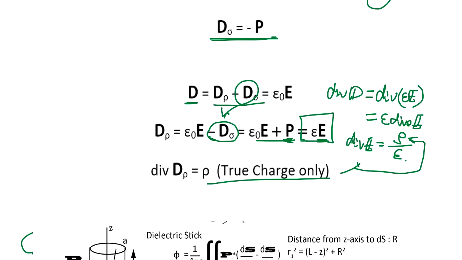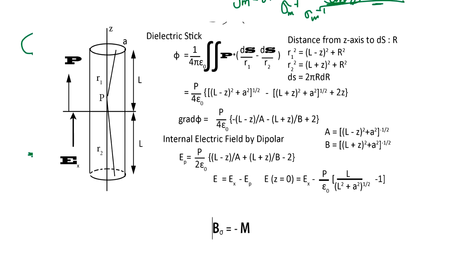And for magnetic field, divergence B is zero because there's no true charge. That doesn't mean it doesn't generate any magnetic field. That zero means there's no true magnetic charge. Okay, only surface charge. So we see the effect of surface charge in this example.